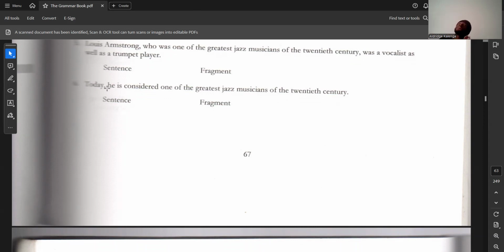If you remove today, today is actually just an adverb of time, right? If you remove today, you see that this is a sentence. Typically adverbs don't have any grammatical effect on a sentence. An adverb can be placed almost anywhere in the sentence. You can say, he is one of the greatest jazz musicians of the 20th century today. Put it at the end. Right now it's at the beginning: Today he's considered one of the greatest jazz musicians of the 20th century. You can also put it in the middle: He is, today, considered one of the greatest jazz musicians of the 20th century.